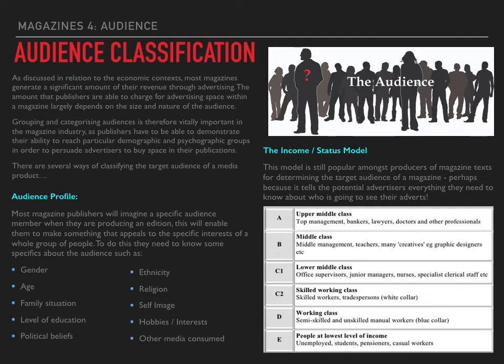So this goes from A, who are the upper middle classes, to B, the middle class, C1s, lower middle classes, and C2s, the skilled working classes, down to D, who are working class, and Es, which are the people in society at the lowest level of income. We've discussed the relative merits but also the limitations of this model in the past, so do have a look at your notes for those. I would suggest that this model is most useful when it's used in conjunction with an audience profile.